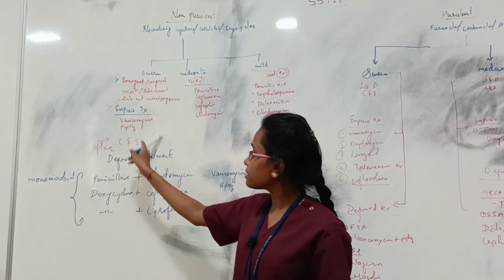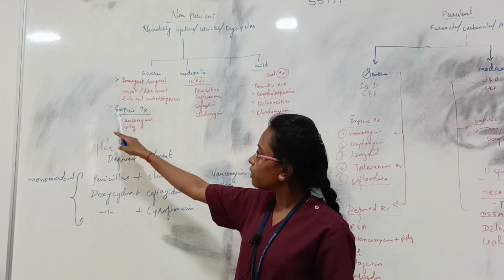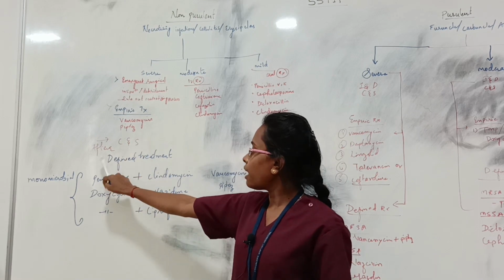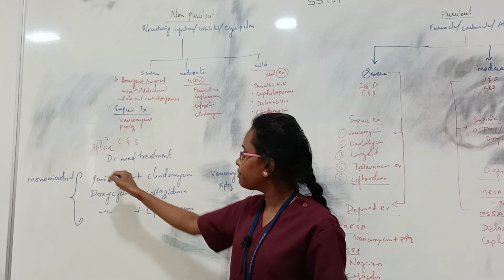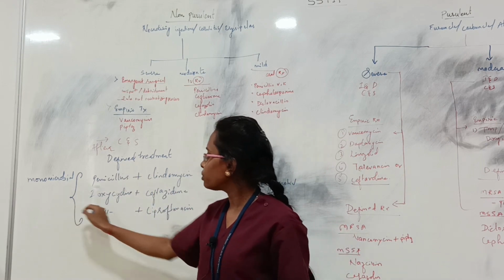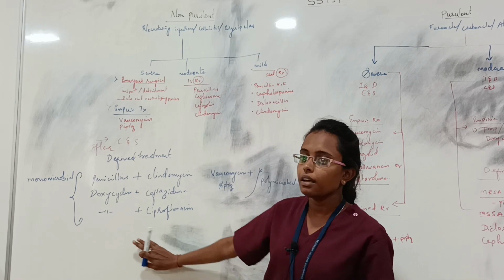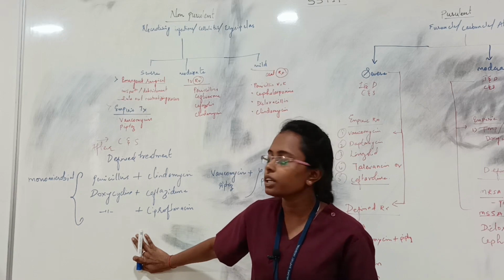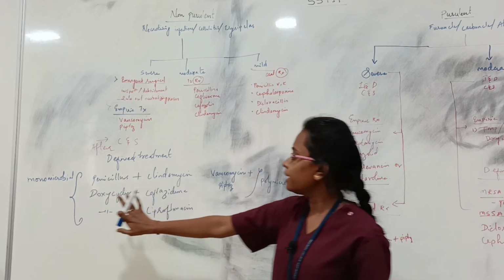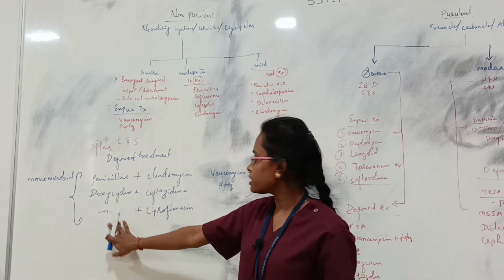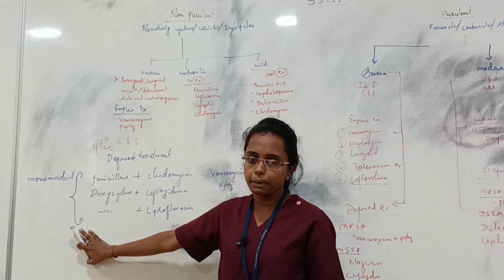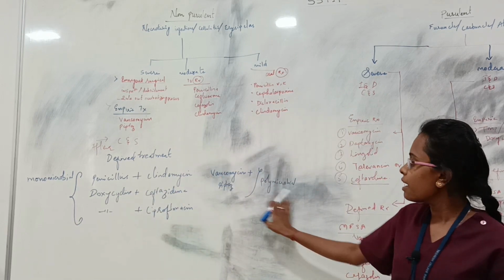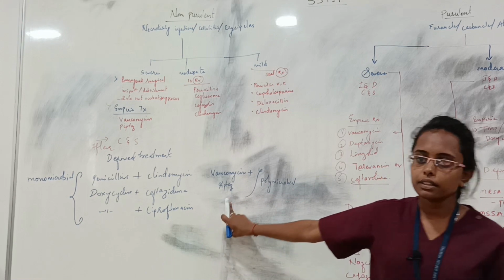And before we treat with the empirical, we will take a swab for culture, and then after culture sensitivity we have to give a definitive treatment. If the culture sensitivity shows only one bacteria, that is monomicrobial, we have to give penicillin, clindamycin, doxycycline, ceftazidime, and ciprofloxacin. Whereas if the culture shows more than one pathogen, vancomycin and piptaz is the drug of choice.